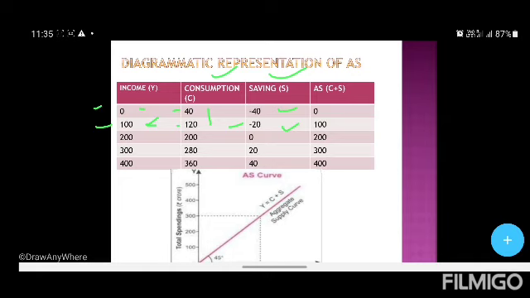At the point when income is equal to consumption, the saving is 0. There is no saving at all. When income increases further, the consumption increases, but now the rate of increase of consumption is less than the rate of increase in income.